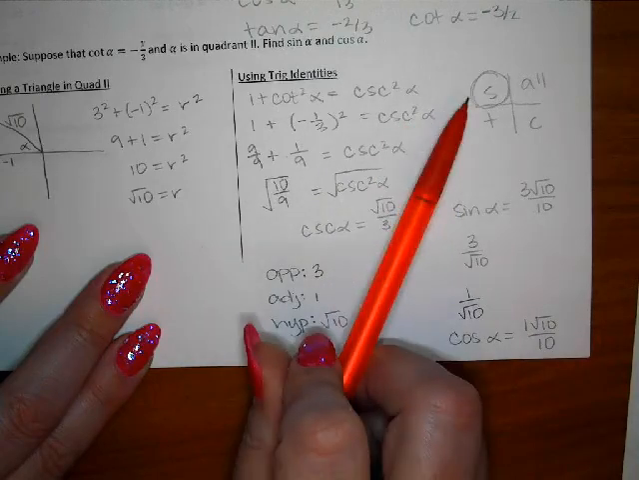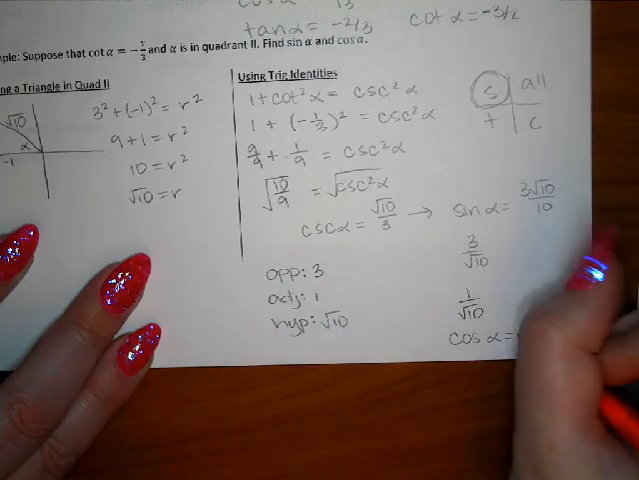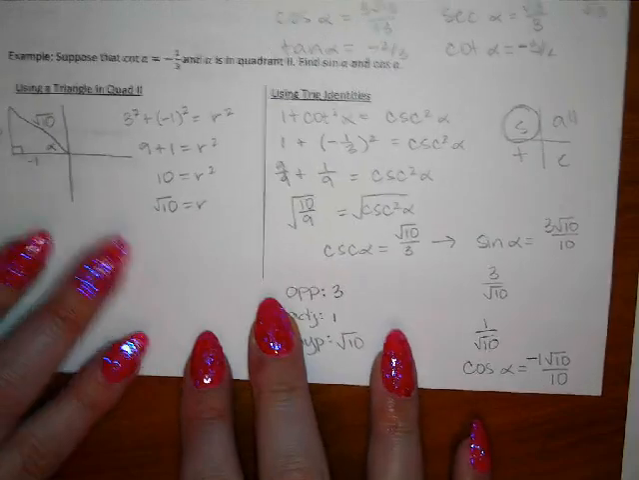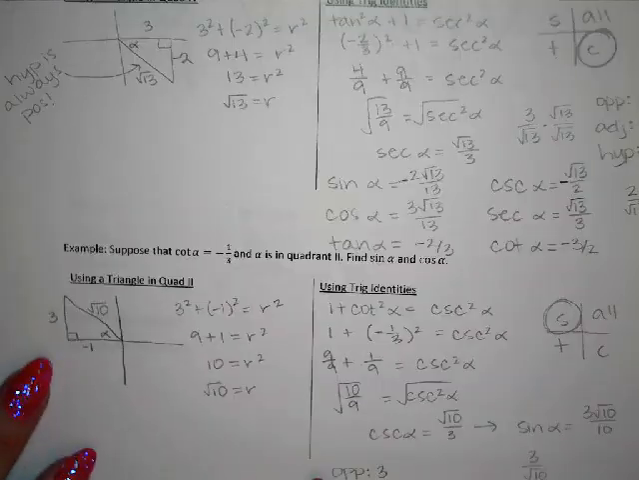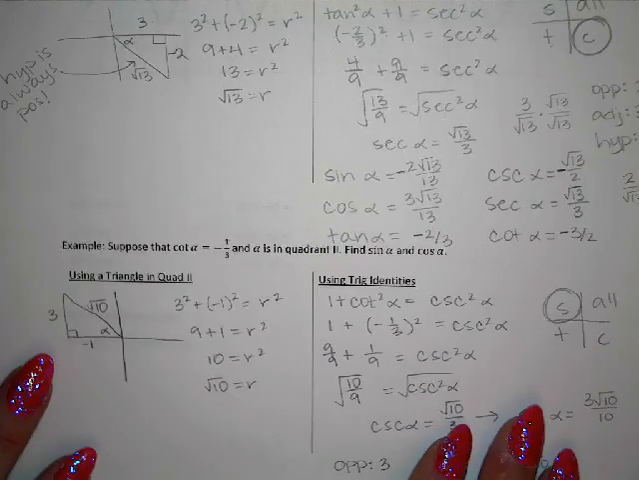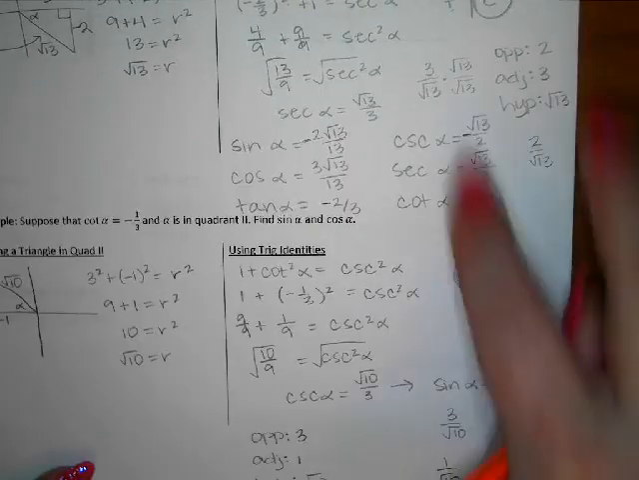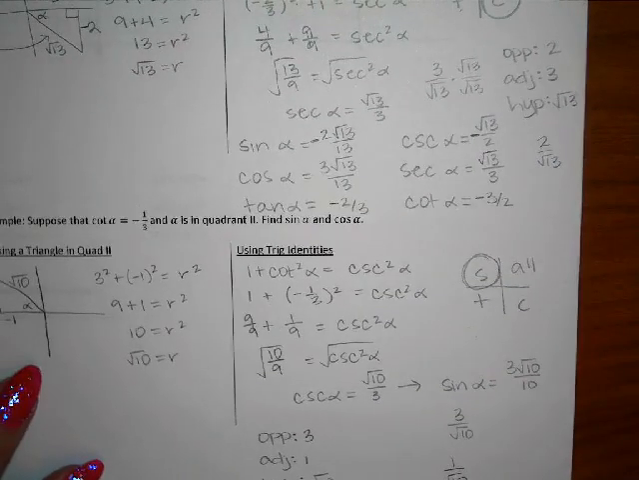Okay, so when you do these problems on MyMathLab, you are welcome to do it either way. If it were me, I'm going to be honest, I'd probably do the triangles. That way it makes a little bit more sense to me. But if you like the Pythagorean identity, go ahead and use it. That's fine. Okay, so next we want to look at the even and odd identities.